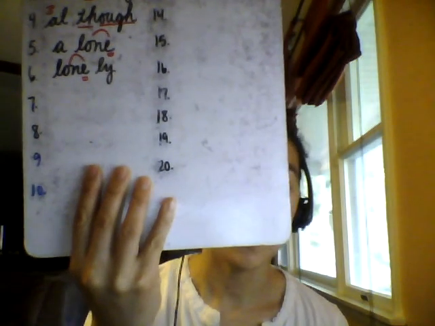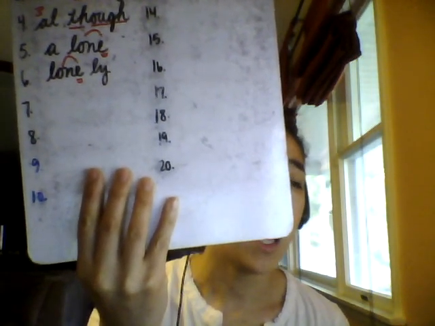Number 6. Lonely. I feel lonely when I have to play alone. So the root word is lone, and we're going to add an ly suffix. The first syllable is accented. So when we think to spell: L-O-N, L-E. Spell lonely out loud. L-O-N-E-L-Y. Lonely.